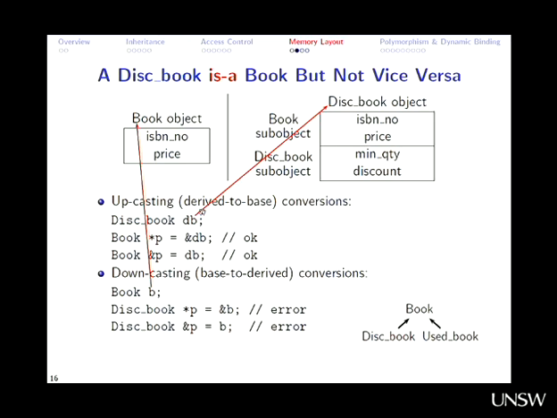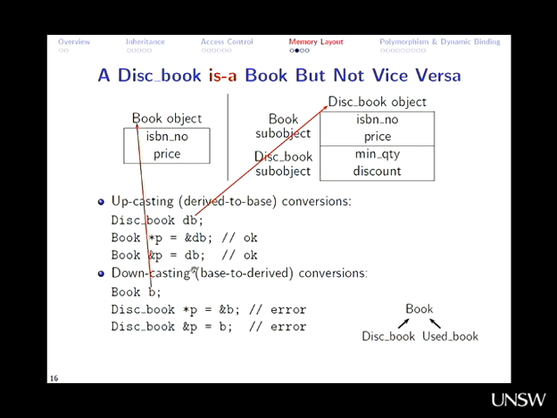We can upcast. We can cast from a derived book to a base book. So we first of all go and create a discounted book, DB. We can then create a pointer to that discounted book and install it as being a book pointer, because a discounted book is a book. We can also create a book reference and say the book reference is equal to that discounted book object, and that still works because, again, a discounted book is a book.